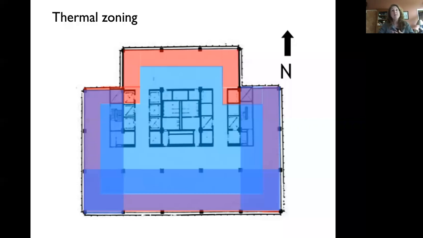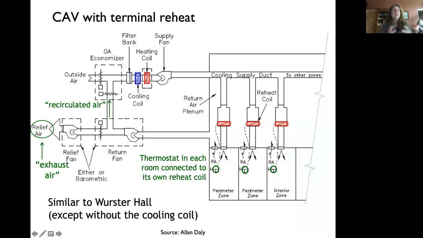So how do we supply different levels of heating and cooling to these different zones? Well, if you start with the constant air volume system, even that simpler version, there's a way to modify that, if you will, so that you can provide zone control. And we do that with different systems. This one is called a terminal reheat. And it's what Worcester has, other than we don't have a mechanical cooling system, but we do it for heating.